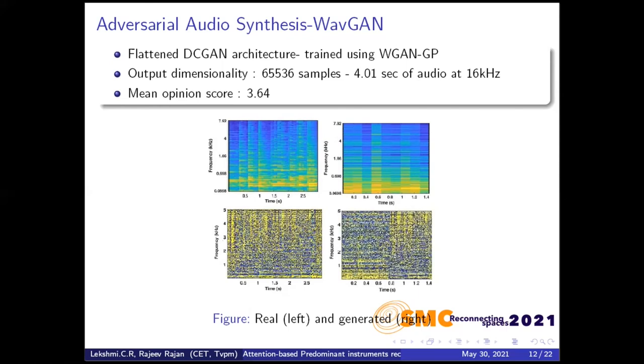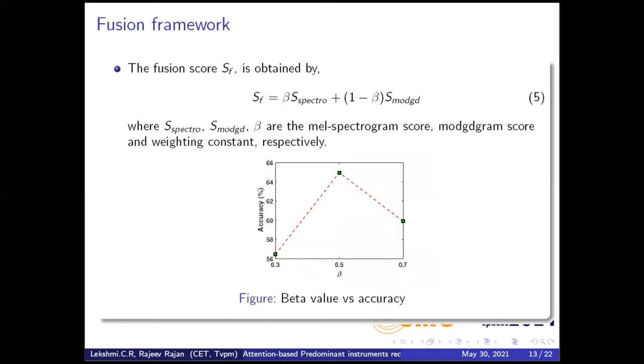The figure given below is for qualitative analysis. The figure represents the mel spectrogram and modgdgram of real and generated audio files with acoustic guitar as the leading instrument. Next, moving to our fusion framework.